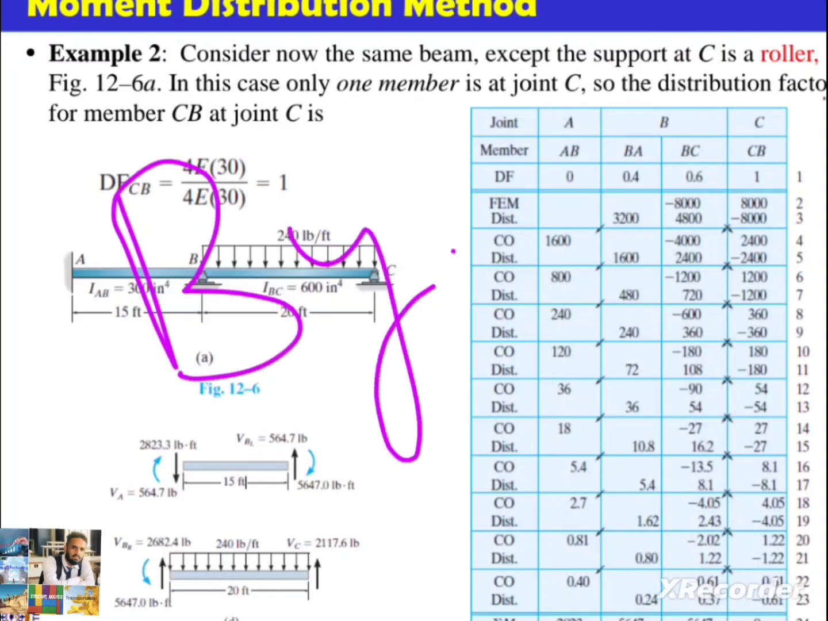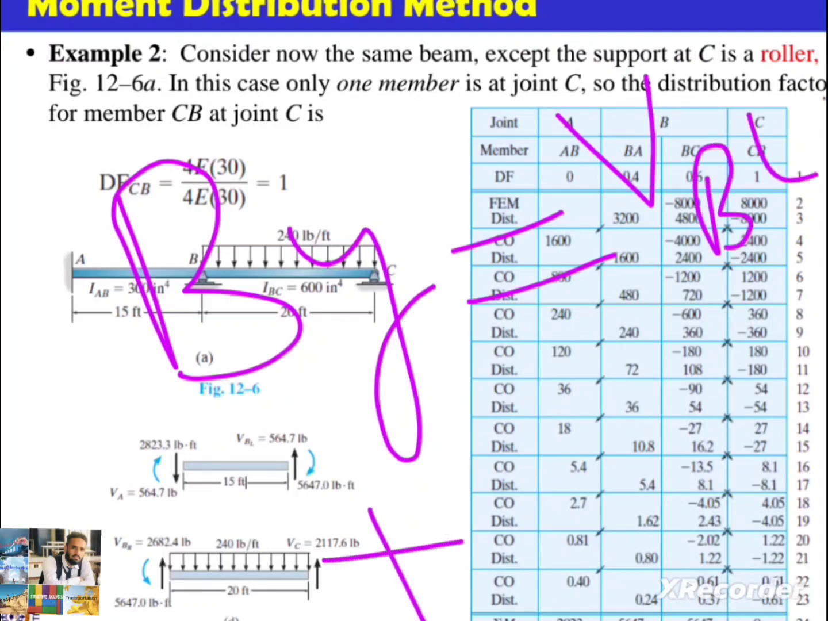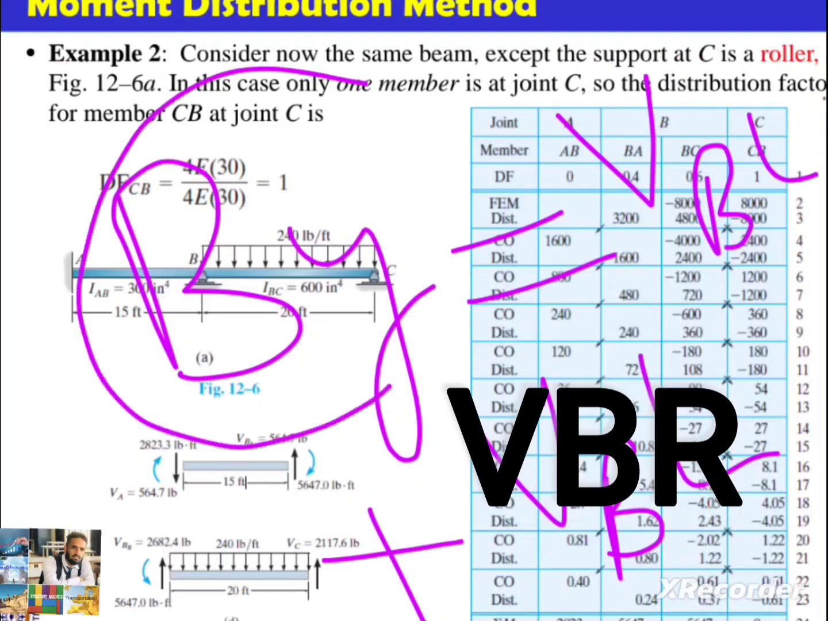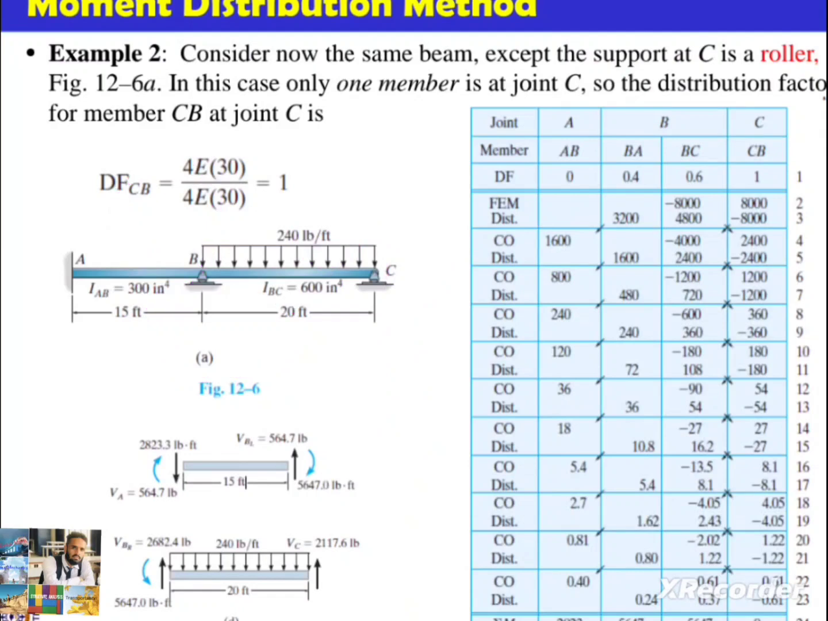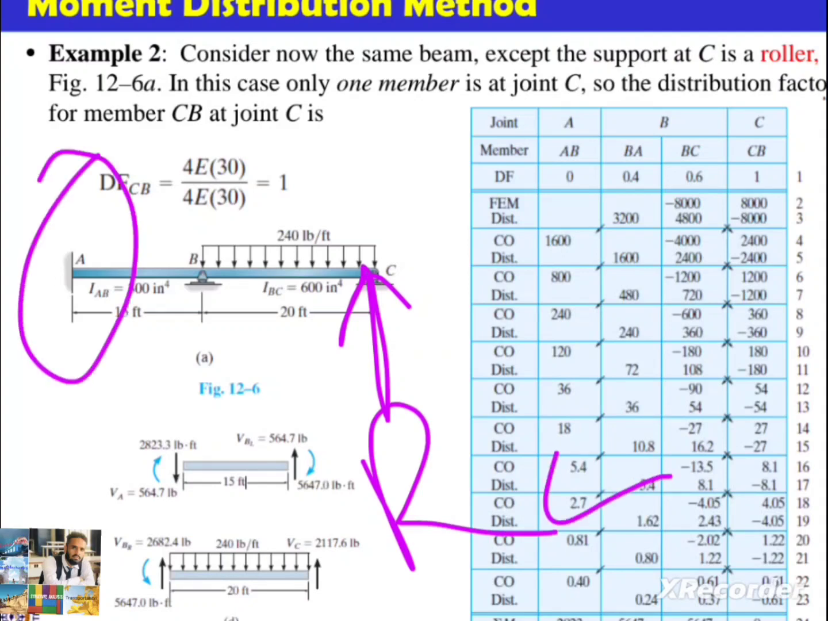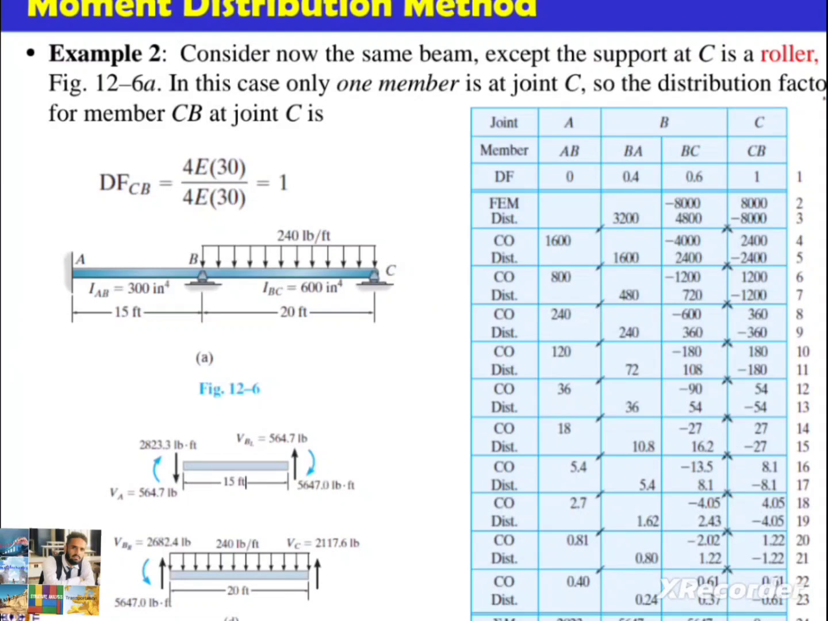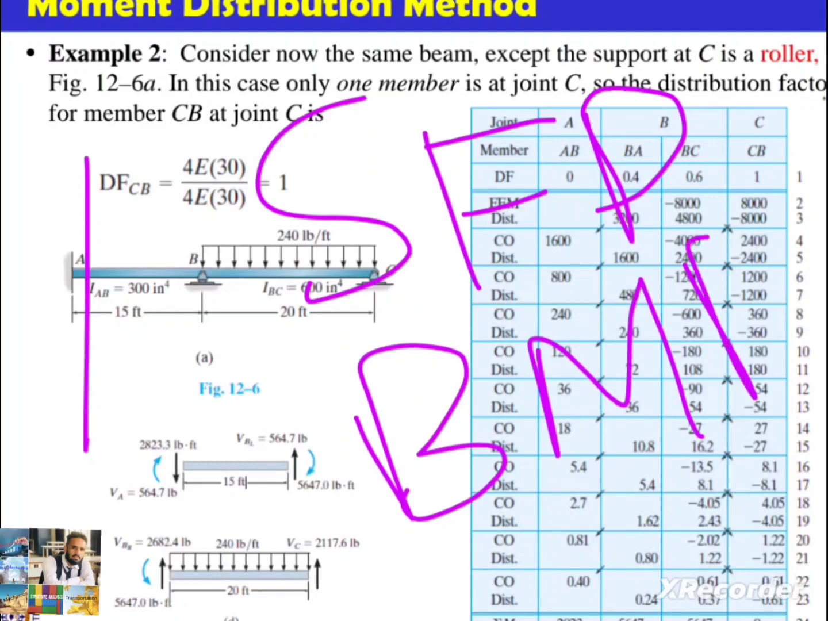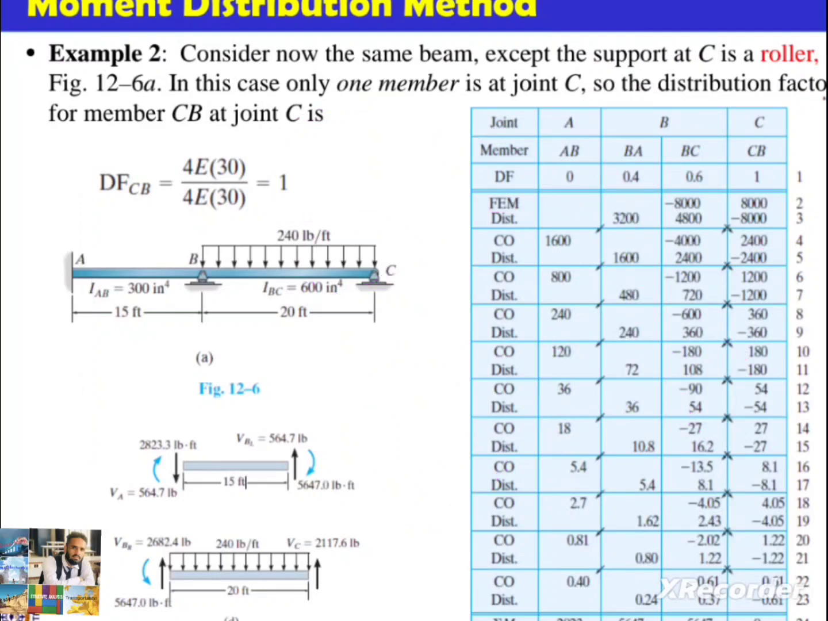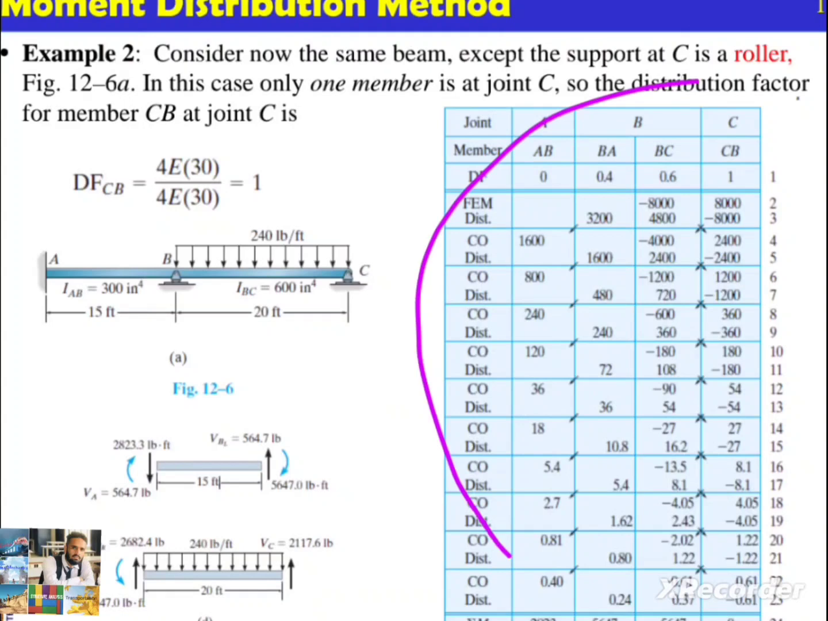So for VB simply add VBL, the shear from the left side, and VBR, the shear from the right side. We will get the value of VB. By achieving the value of VB, now calculate using the equilibrium equation. We will get the support reaction at C and the reaction at A. So by simply drawing the shear force diagram and bending moment diagram, this is the whole procedure for this kind of beam. In this example, the only important thing is this table.